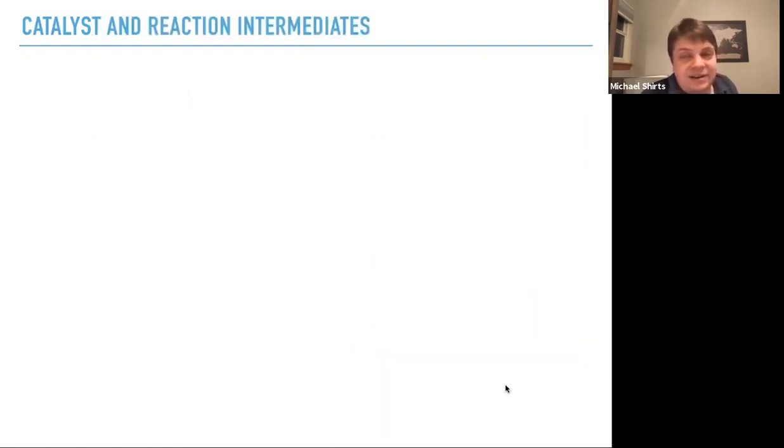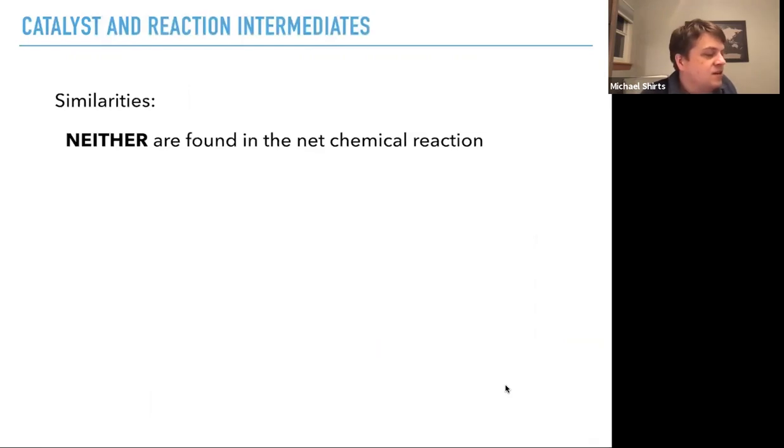So one important thing to remember, the difference between a catalyst and a reaction intermediate, it can be confusing sometimes. So some similarities: neither of these are found in the net chemical equation. So you're not going to see either intermediates or catalysts in the net chemical equation. However, there's an important difference. You can see it if you're looking at the mechanism.